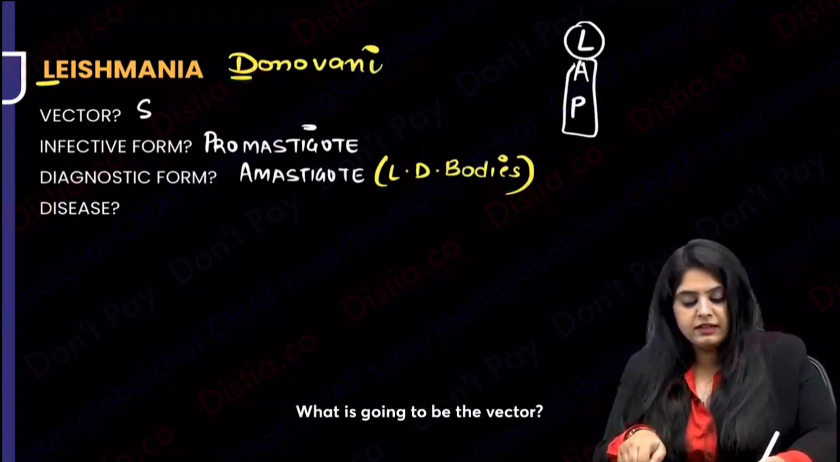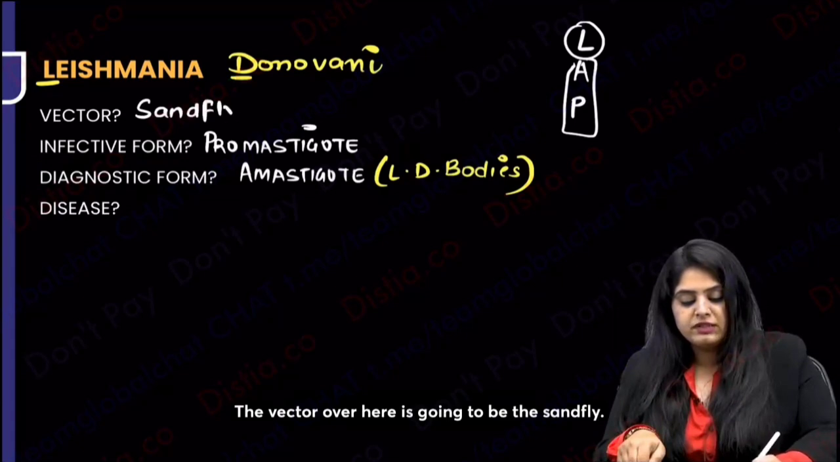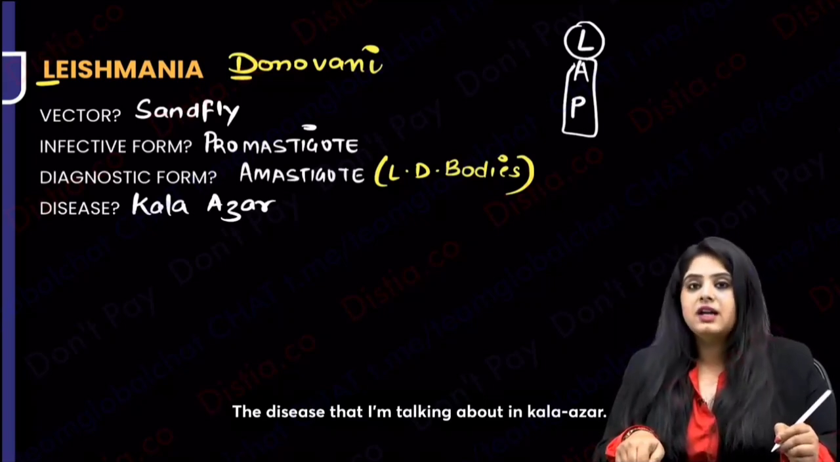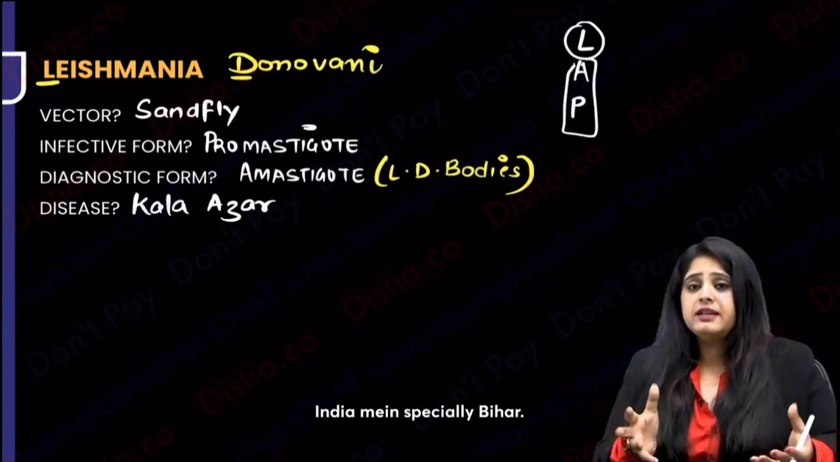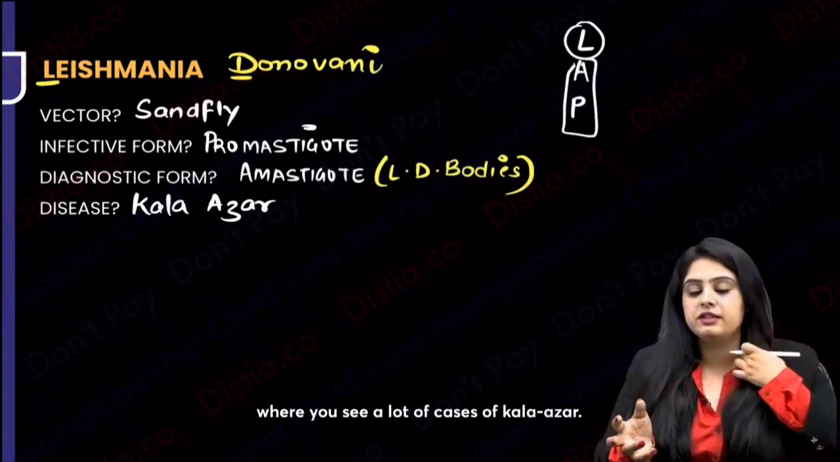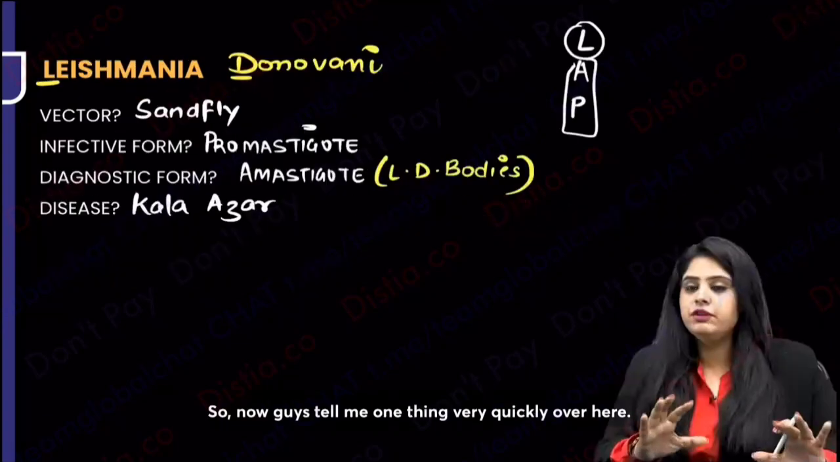What is going to be the vector? The vector over here is going to be the sand fly. And I think this I don't need to make any mnemonic. The disease that I'm talking about is Kala Azar. So India, especially Bihar, these are the places where you see a lot of cases of Kala Azar. So now guys, tell me one thing very quickly over here.